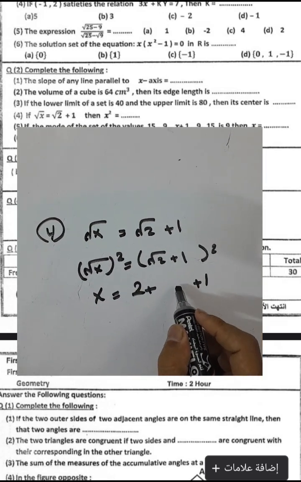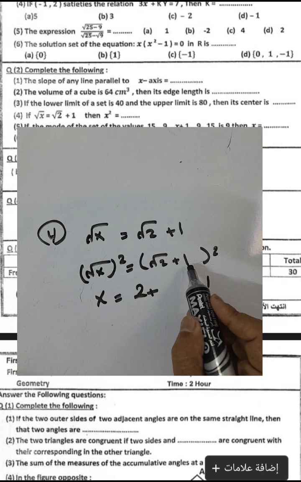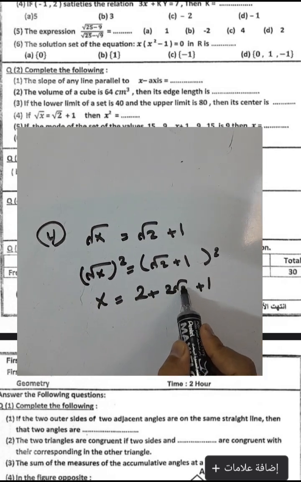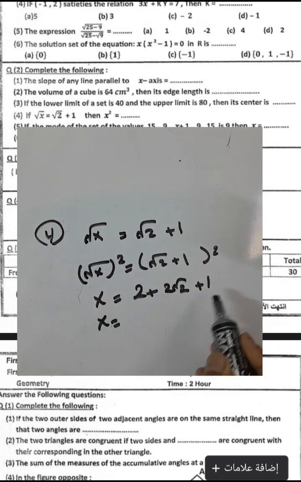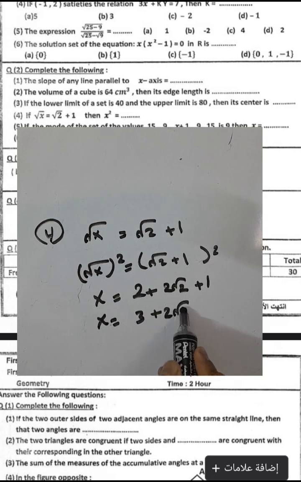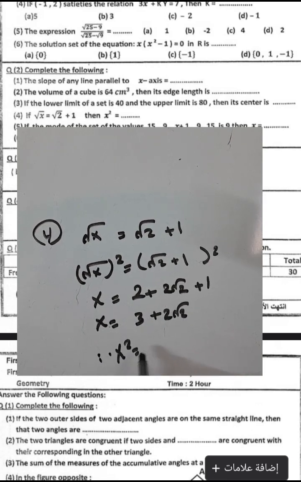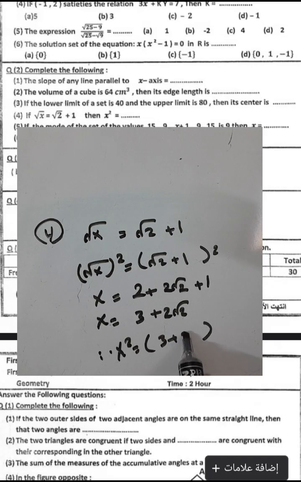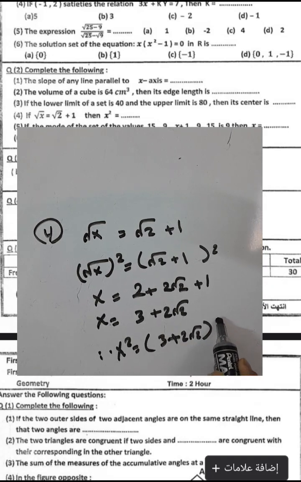The middle term here, we can find it by product 2 by 1 by root 2, it will be 2 root 2. And then x will be 2 plus 1 equal 3, 3 plus 2 root 2. And then you want to find x power 2, we can write 3 plus 2 root 2 whole power 2.